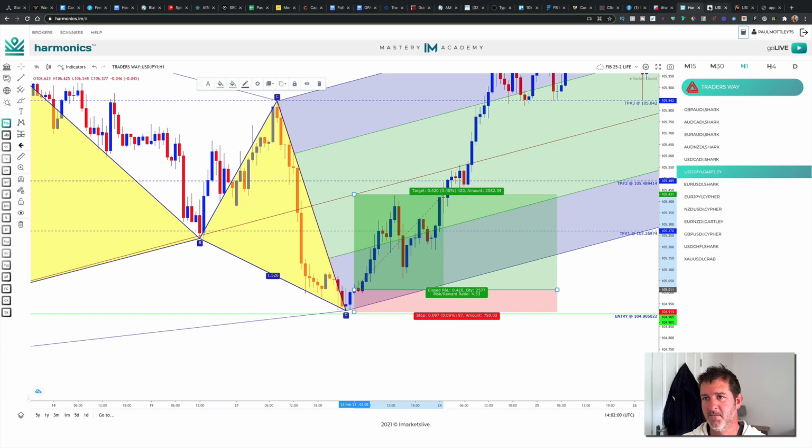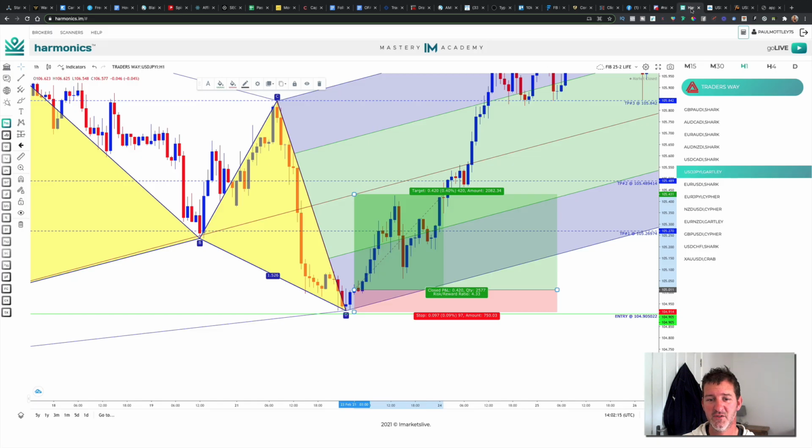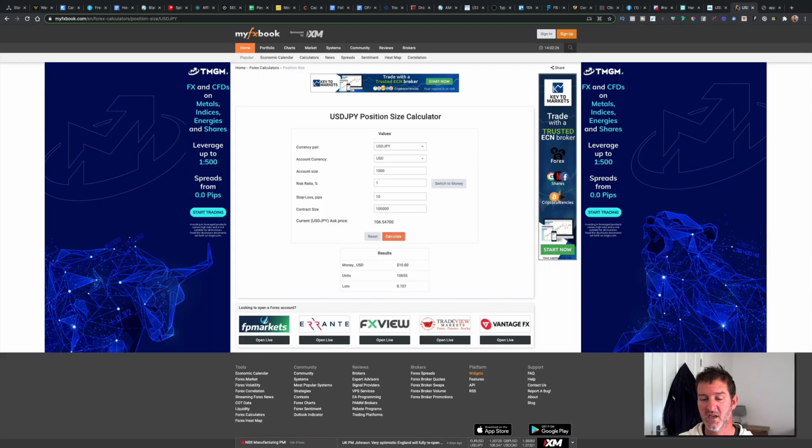So I'm going to put 10 pips in. We're going to say stop loss of 10 pips, hit calculate, boom. Now 1%, we're risking £10. There we go, £10. But if you remember, if the trade goes our way, we can multiply that 10 by 4.33, which gives us a profit of £43. Again, not bad for a couple of minutes or hours work.